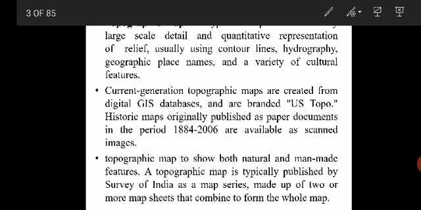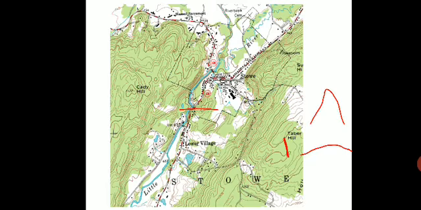So these maps are published documents, from 1884 to 2006. They are available as scanned images. These topographic maps show both the natural features as well as the man-made features. This topographic map is published by Survey of India, that is SOI, as a map series, which is made up of 2 or more map sheets that combine to form a whole map. So that is a topographic map.